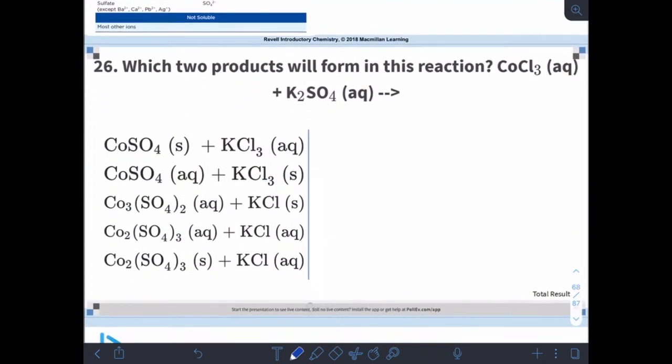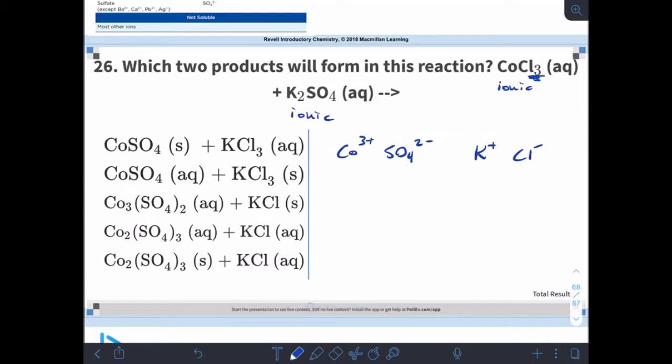All right, so which two products will form from this reaction? Again, taking a look at what we have, two aqueous ionic compounds, so they'll do a double displacement. My cobalt will go with the sulfate, and the potassium will go with the chloride. I know it's cobalt 3 because I have 3 chlorines with it. And then we're going to do sulfate 2 minus. And then our other product will be potassium and chlorine.